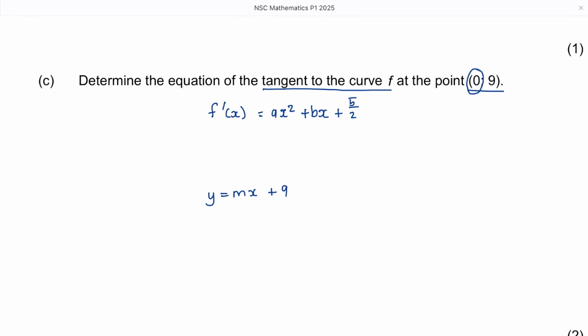If the x value is 0, we would sub in 0 into this first derivative. And once we do that, we can then get the gradient of the tangent. So that just leaves us with 5/2, because everything else is multiplying by 0. And then we've got the gradient of our tangent, and we already have the y-intercept.